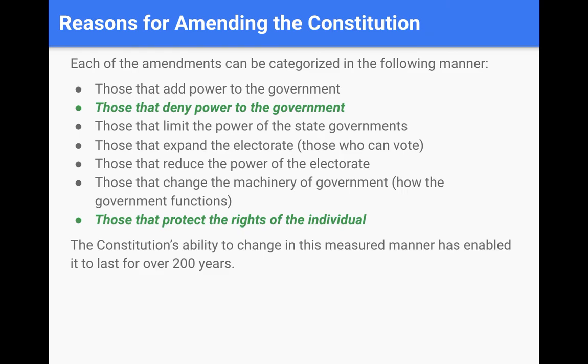Okay? That is everything for the virtual notes. Be ready to come up with some ideas as to how to remember all of them, all 27 amendments, using the ABCs. That's what we're going to be working on in class, and I will see you then.